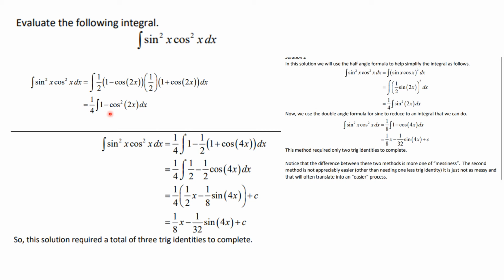Now you have to continue with this because this is the cosine squared, so this is 1 minus, and again I'm going to use the half angle formula here, changing cosine squared of 2x to 1/2 1 plus cosine of 4x. And then I am now able to do this calculation via u substitutions. Make sure you follow these calculations, but at the end I will get 1/8 x minus 1 over 32 sine 4x plus c. So we had to use several trig identities to do this.